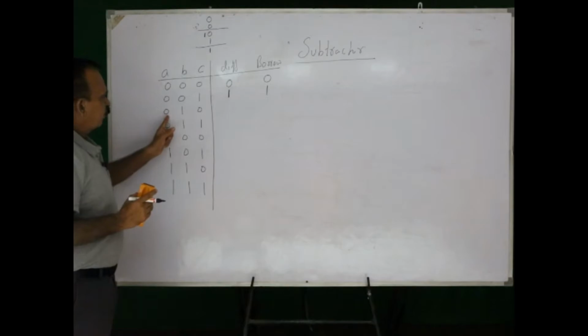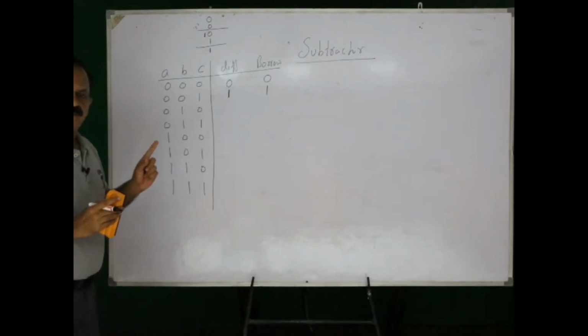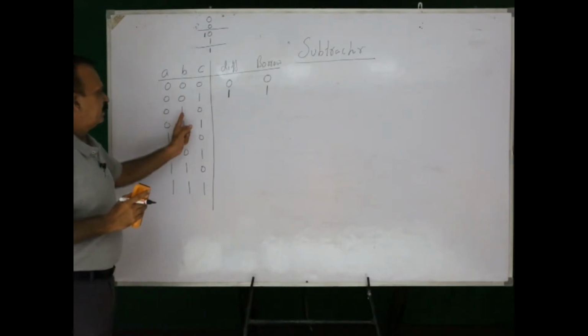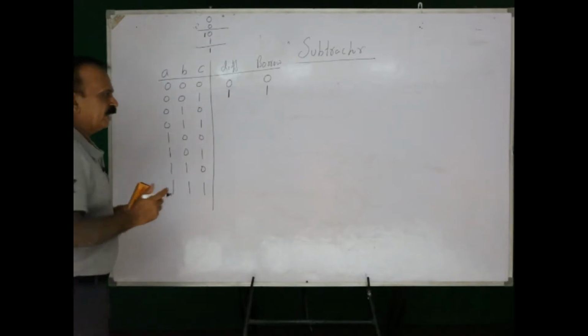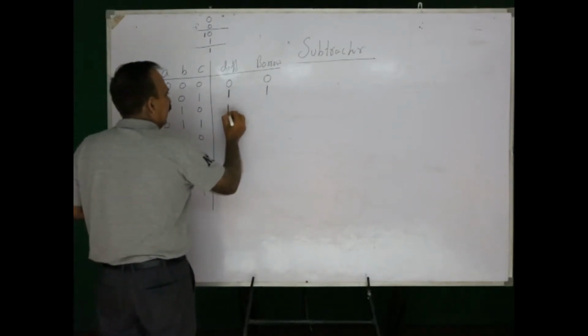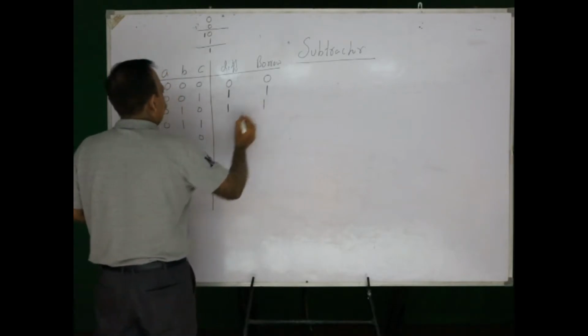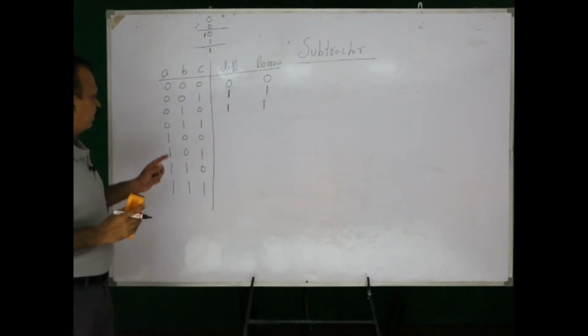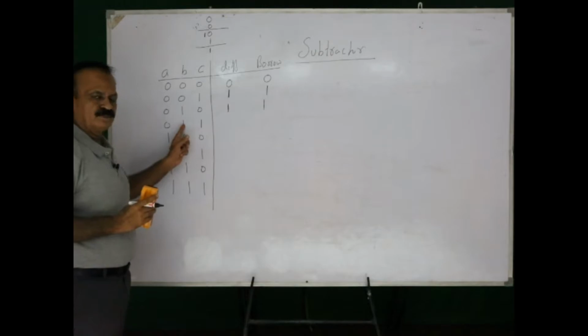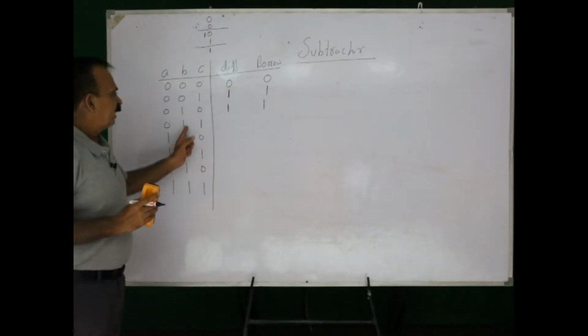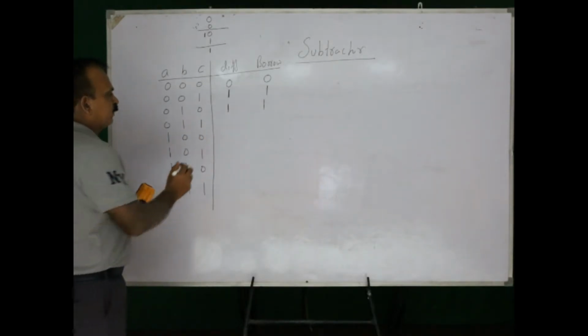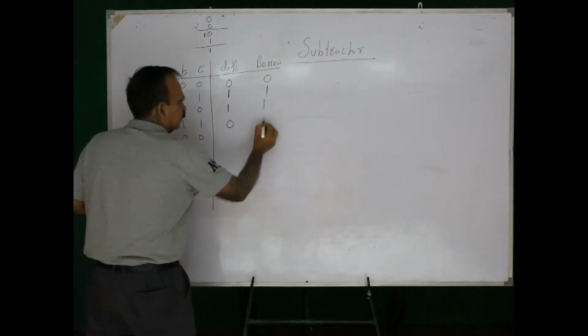The next one, 1 minus 0, the difference is 1 and the borrow is 1, and then 1 minus 0, again I hope the difference is 1 and the borrow is 1. Difference is 1 and the borrow is 1. Now, 0 minus 1, the difference is 1, the borrow is 1, and 1 minus 1, I hope the difference is 0 and the borrow is 1.